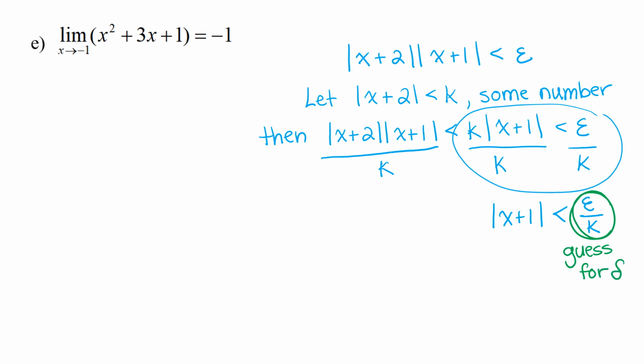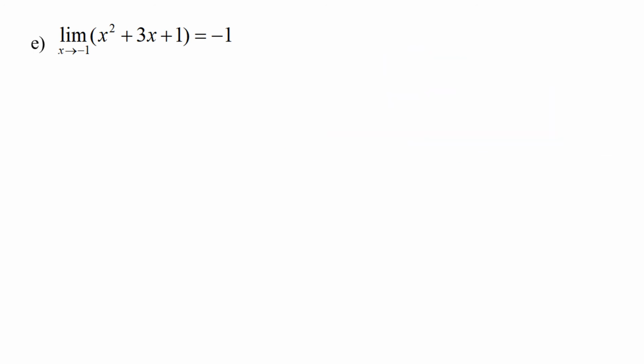But k isn't quite specific enough, so we need to do some other guesswork in order to figure out some sort of good number to represent k. In order to find a nice number for k, one that'll make it so that delta is nice and small, we're going to start by guessing that delta is equal to 1.